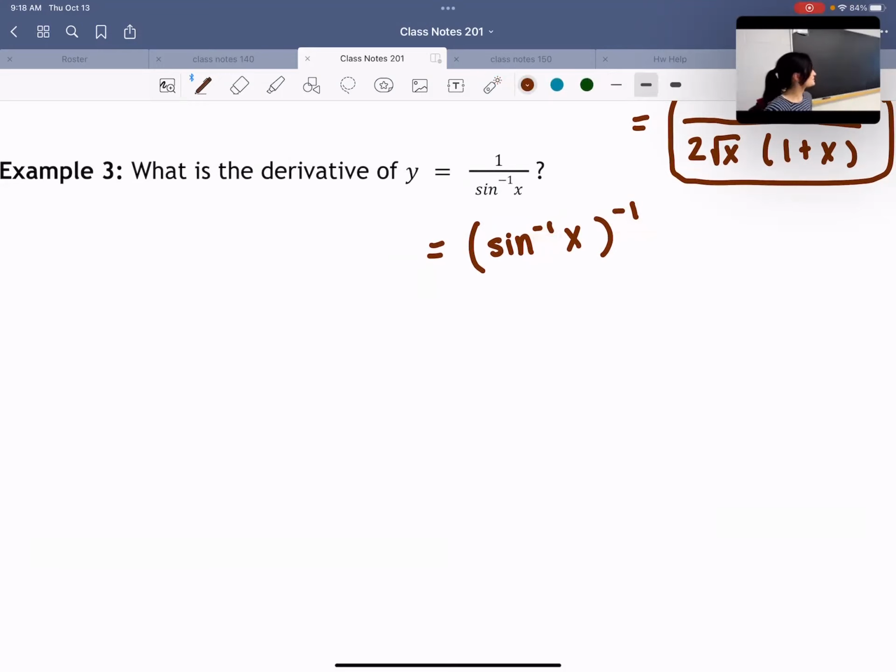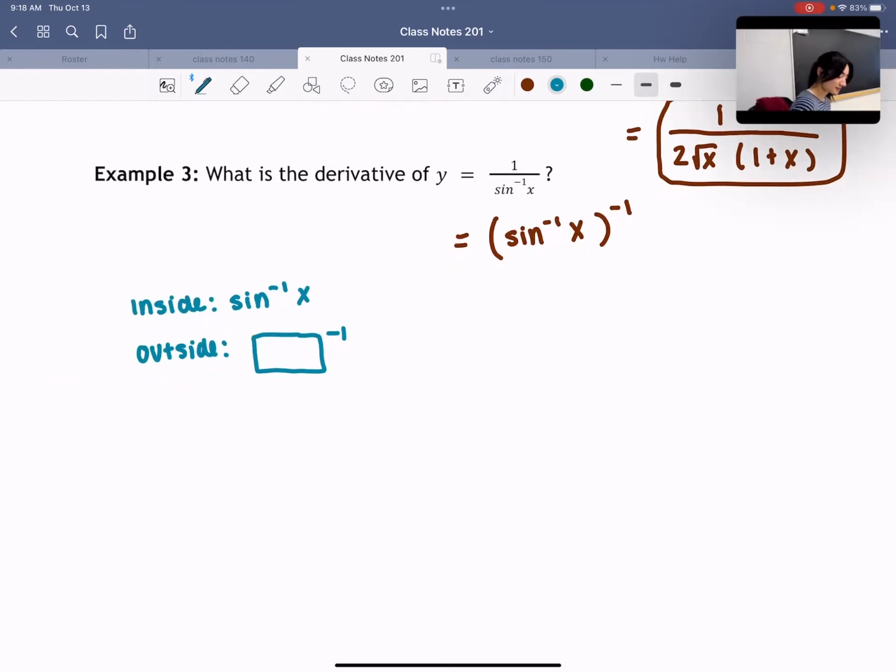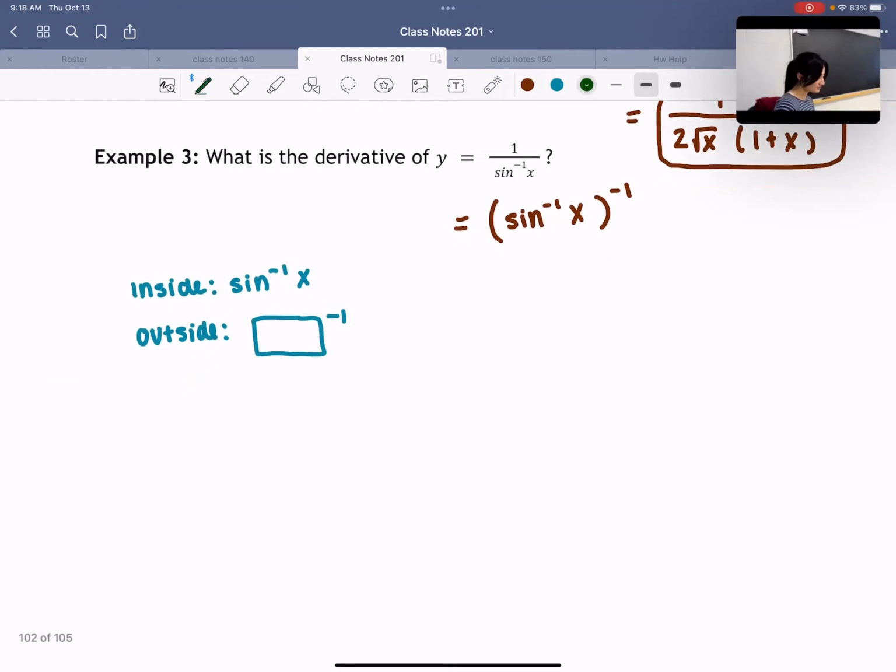What rule am I going to use? Product, quotient, chain rule? Chain, right? It looks like we have an inside and an outside thing going on here. What is my inside function? Inverse sine x. What's my outside function? Box to the -1. Good. So I'm raising something to the negative first power. All right, let's try to take the derivative of this.